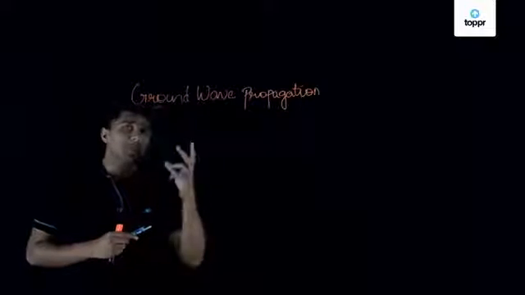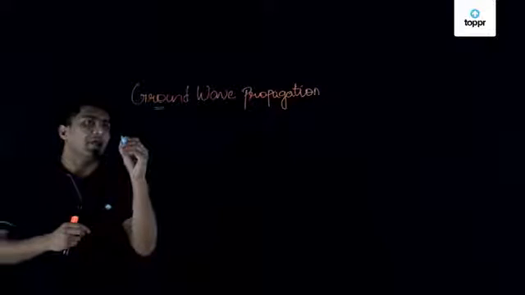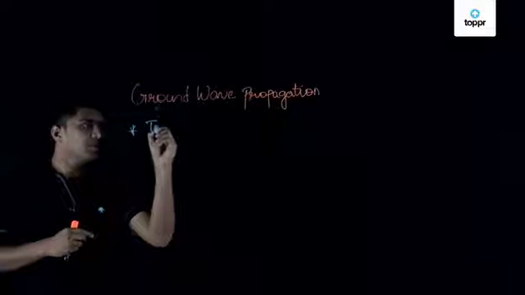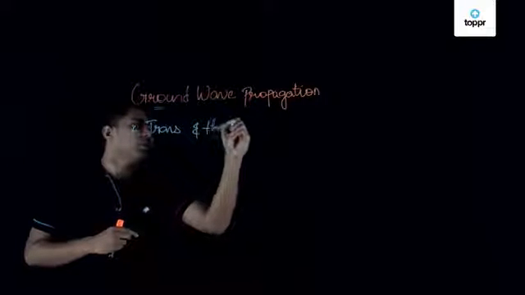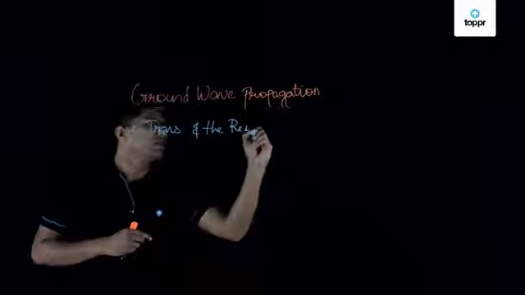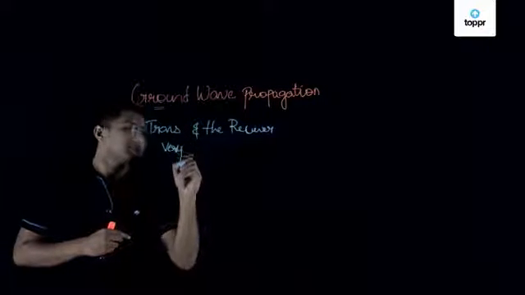As I have already explained, ground wave propagation happens on the surface of the ground. Because of this, the receiver and the transmitter should be very close to each other, or else there will be a lot of attenuation, which means a large loss of signal strength. So in ground wave propagation, the important factor which we all have to remember is that the transmitter and the receiver should be very close to each other.